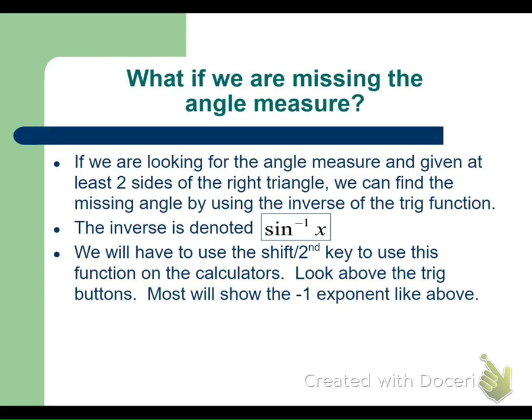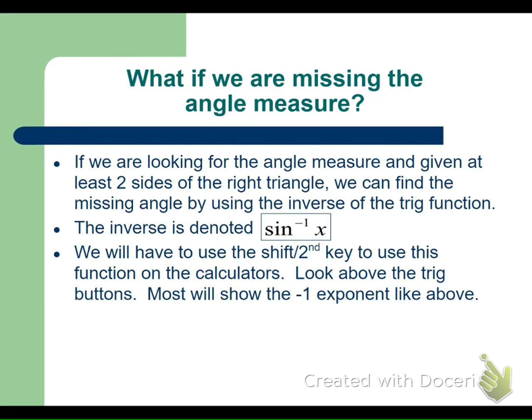So if we want to find a missing angle, we're looking for an angle measure, and we're given at least 2 sides of a right triangle. We can find this by using an inverse. So far we've done tangent inverse. Today we're talking about sine inverse and cosine inverse.